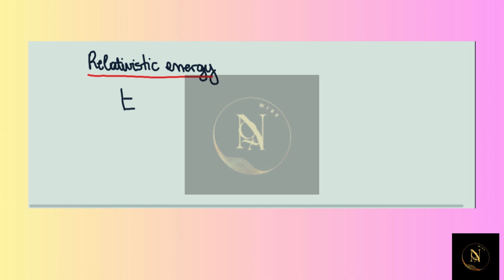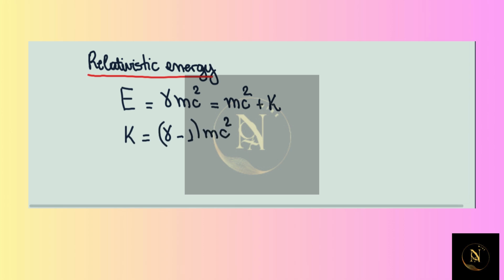And what we need to remember is that the relativistic energy, the total energy of a particle, is equal to gamma mc squared. This is equal to the rest energy of the particle, which is mc squared, plus the kinetic energy of that particle. Meaning that we can write the kinetic energy as gamma minus 1 times mc squared. And we need to remember that gamma is 1 over the square root of 1 minus v squared over c squared.